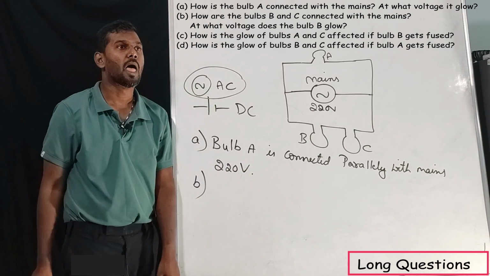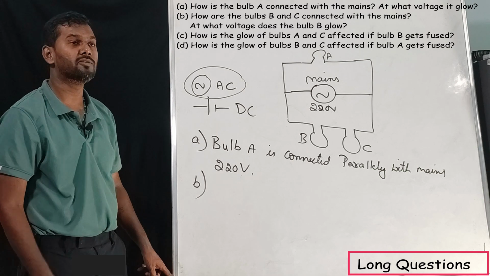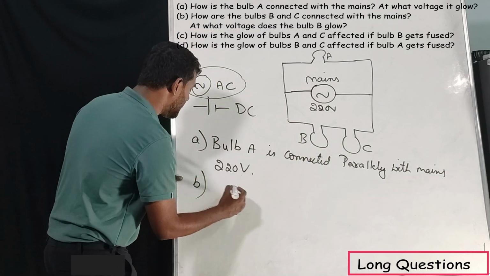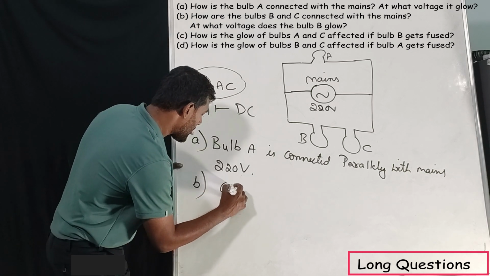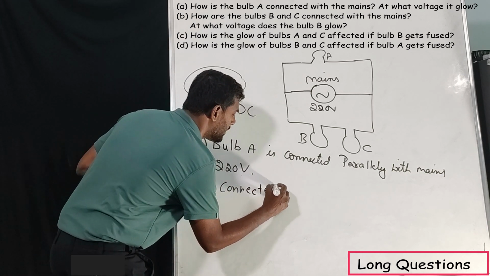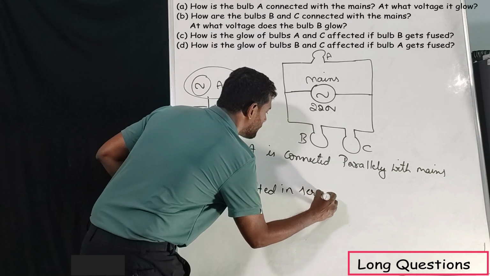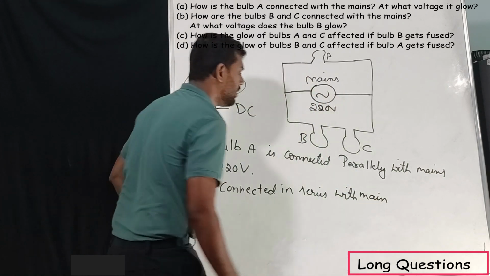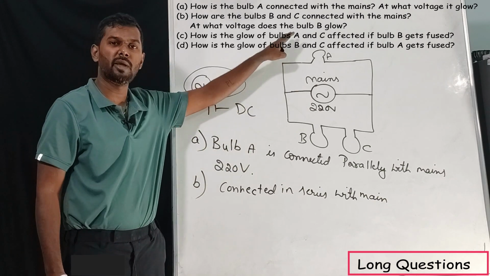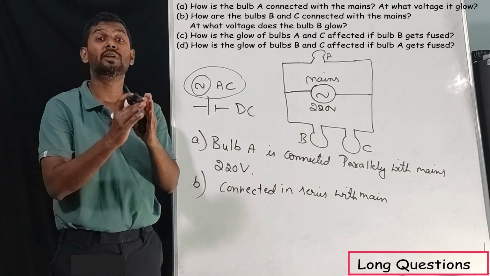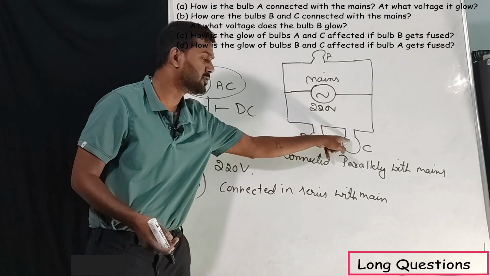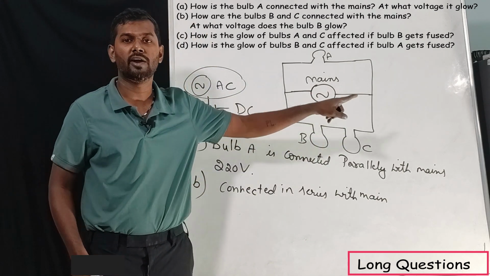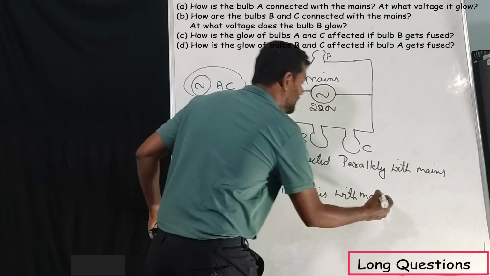Then sub question B. How are the bulbs B and C connected with the mains? See, these two are connected in series with mains. So in parallel connection the voltage remains the same. In series connection voltage divides. So how many bulbs do we have? 2 bulbs. What is the voltage we are getting? 220. 220 divided by 2, that will be 110 volts.